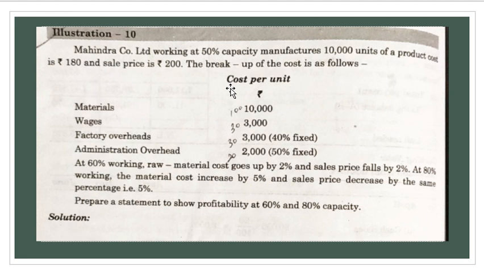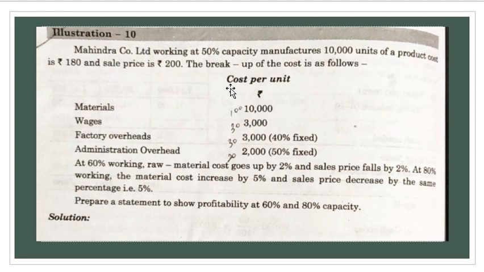Then they have given us the material cost per unit. In the question, they have given the cost per unit as 10,000, 3,000, 3,000 and 2,000. So it is not 10,000, it is 100 for materials. Wages is 30, factory overhead is 30, and administration overhead is 20 cost per unit. So you need to change that. Then material is 100, wages is 30.